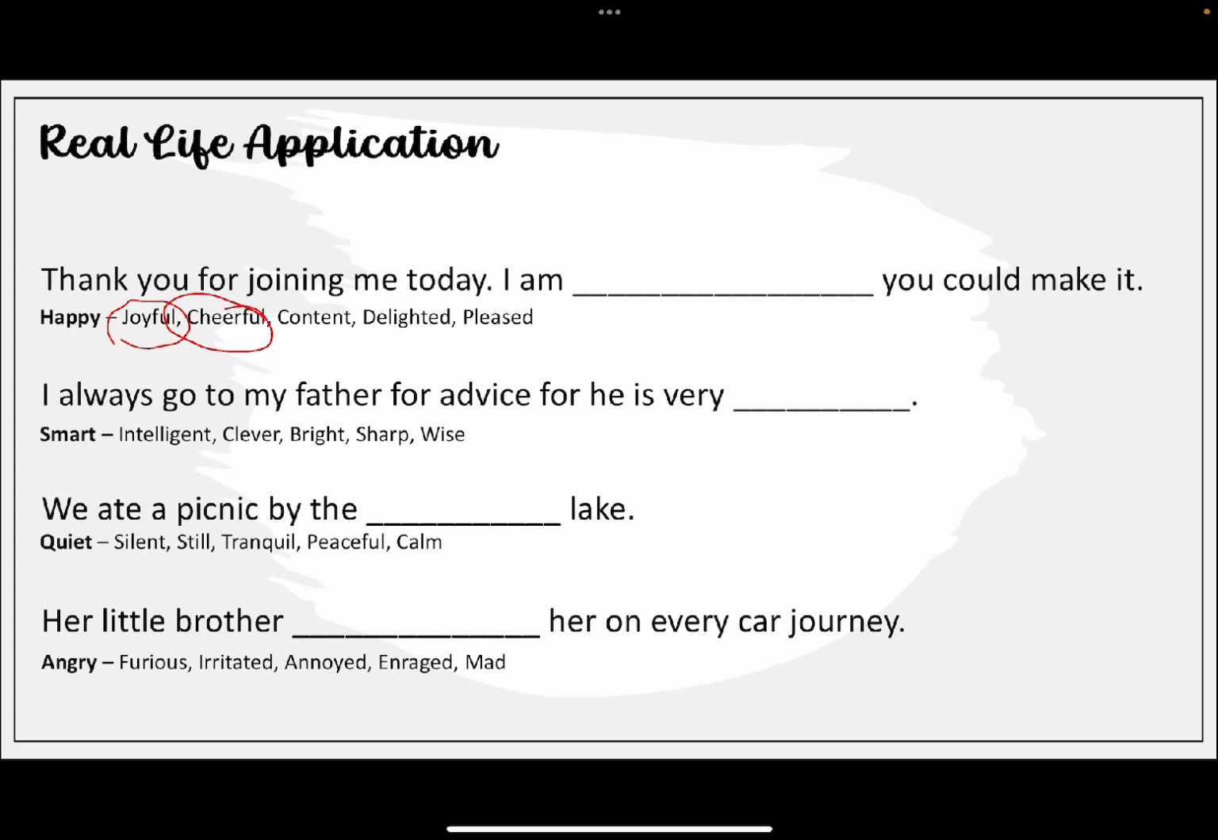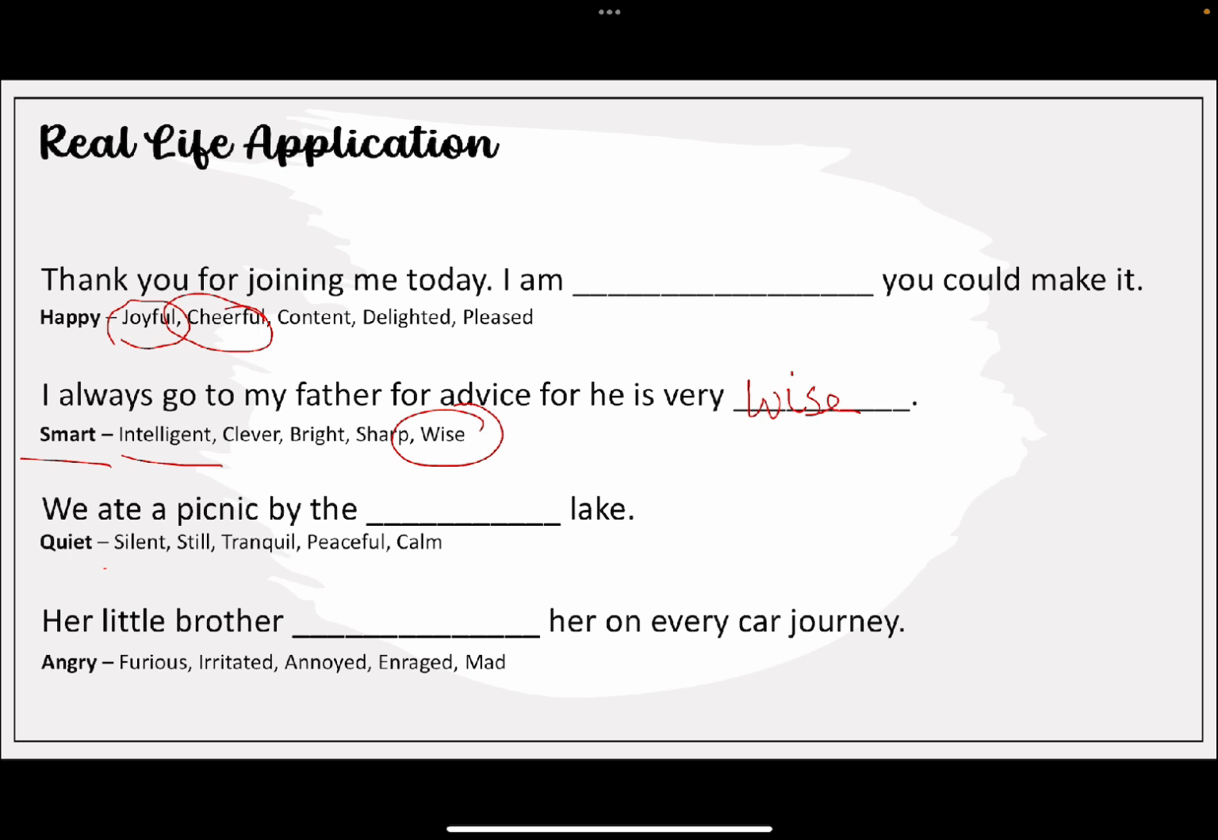I always go to my father for advice, for he is very smart. Perfectly fine example. I always go to my father for advice, for he is very intelligent. Truth be told, I could use any of these synonyms in this example. However, because I'm talking about my father, who is older than me and has more experience, I'm going to choose the word wise. I always go to my father for advice, for he is very wise. So this word wise, it always lends itself to someone that's older, who's got more experience, has stories to tell, that can share their wisdom and advice.